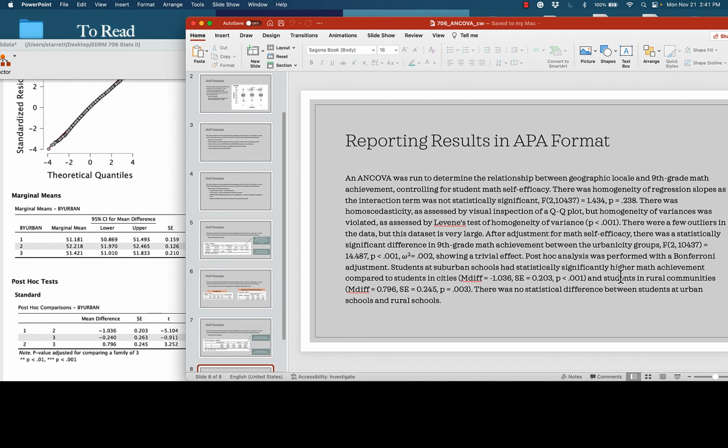And suburban was different from students in rural communities, and we report that mean difference and standard error and significant p-value. There was no statistical difference between students at urban schools and rural schools.